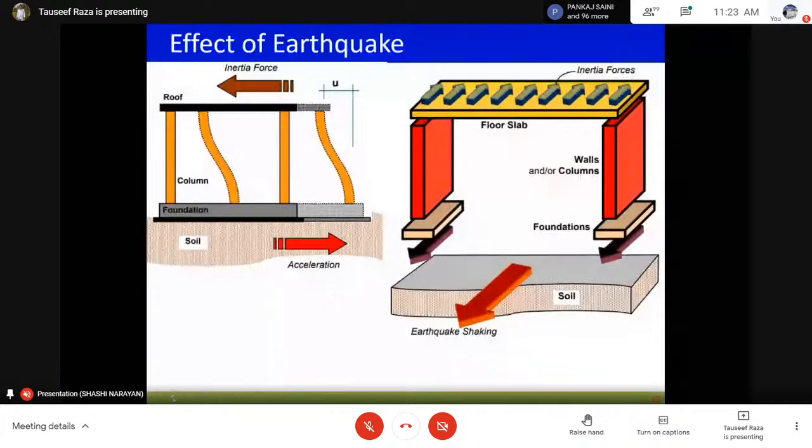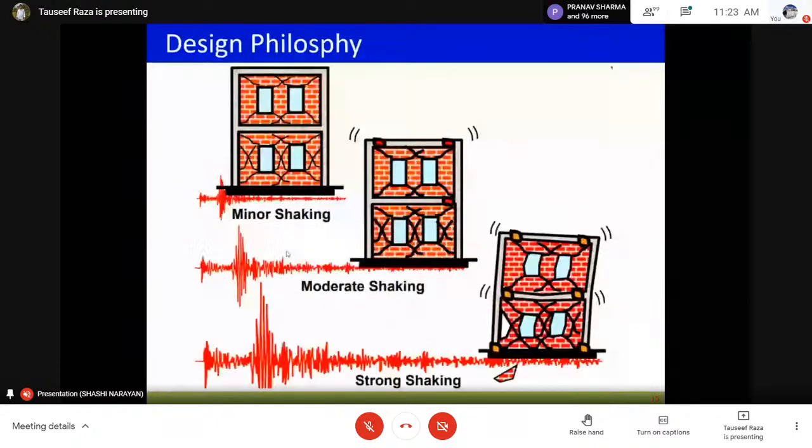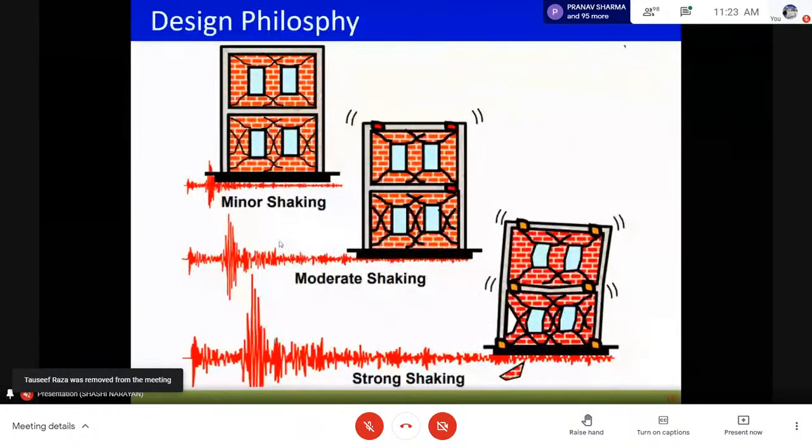What is the design philosophy? Our design philosophies are such that whenever we have a small earthquake, or minor shaking, our structure is safe. There is no damage, or damage only to non-structural elements.